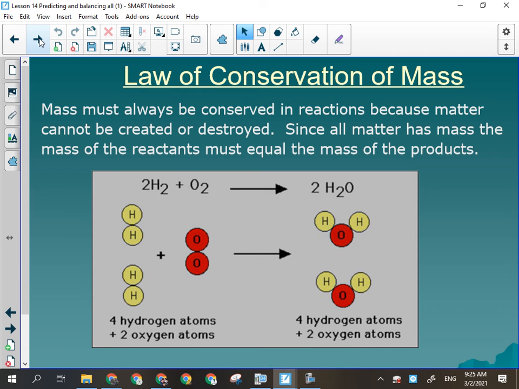each, and that's going to form water on the other side, but I still have 4 hydrogens and 2 oxygens on that side. I haven't created anything, haven't destroyed anything. I've just done what Dalton says happens in a reaction. I've rearranged everything, or in this case, I've joined the atoms together.